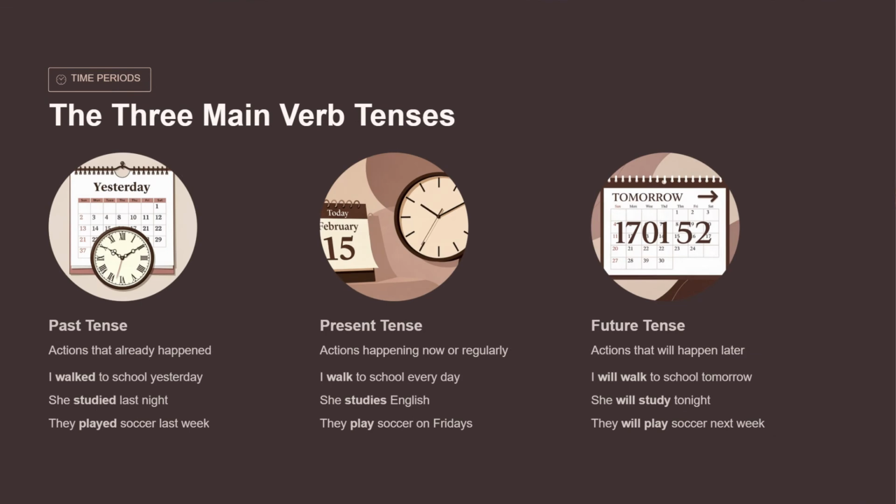Present tense, actions happening now or regularly. I walk to school every day. She studies English. They play soccer on Fridays. Future tense, actions that will happen later. I will walk to school tomorrow. She will study tonight. They will play soccer next week.